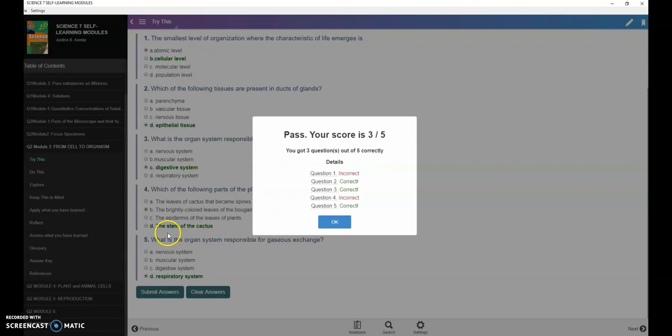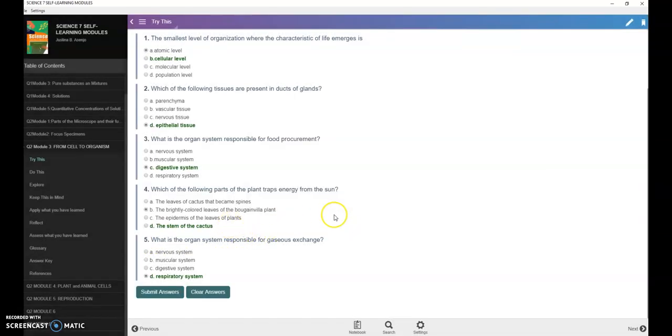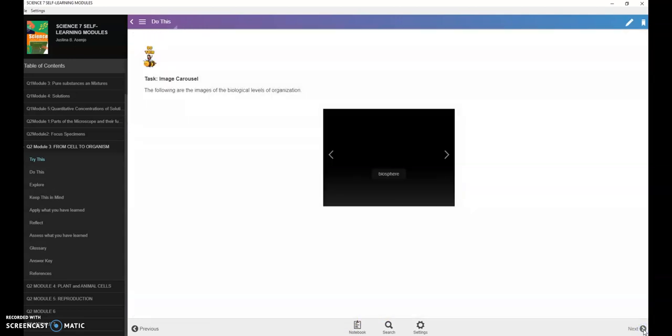And sa number 4 naman, hindi tayo nagbasa ng maigi, no? So take note, yung stem sa cactus is green, no? So doon siya na-trap yung energy from the sun. Alright, so you need to really read it well. Magha-highlight yung mga estudyante ng correct answer pagkatapos. I-clear lang natin yung answer at mag-proceed tayo sa next.